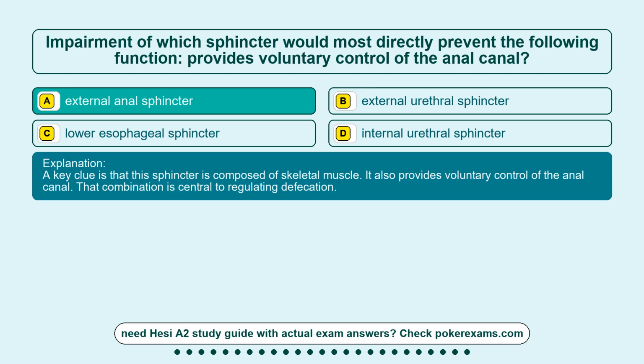A key clue is that this sphincter is composed of skeletal muscle. It also provides voluntary control of the anal canal. That combination is central to regulating defecation.